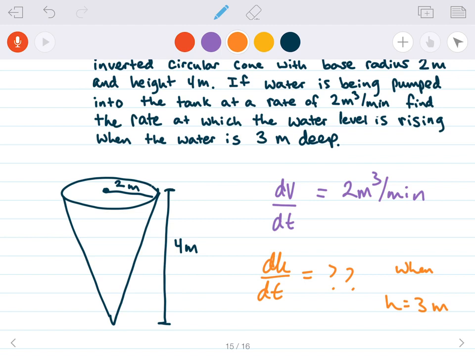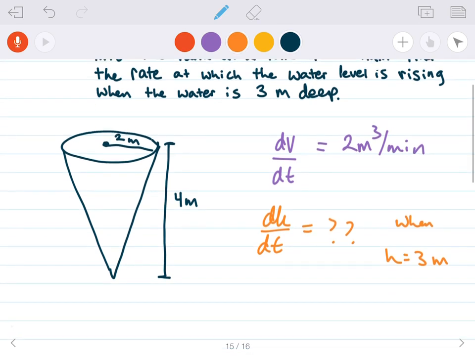So if you were to Google the volume of a cone, in case you don't have it memorized, you would find this relationship. We have 1/3 pi r squared times h, or you might see pi r squared times h over 3. It's the same thing. And so we have a relationship between volume, height, and the radius.